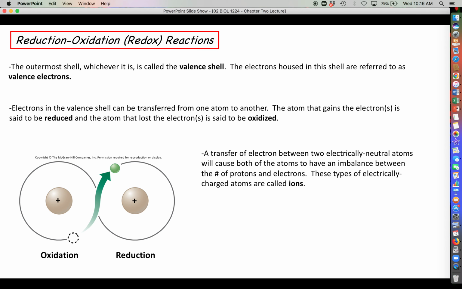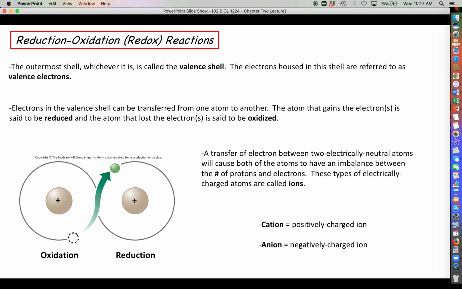What we're eventually going to see is that this transfer of electrons between 2 electrically neutral atoms is going to cause both of the atoms to now have an imbalance between their number of protons and electrons. So the one that becomes oxidized is now going to be positively charged on the whole, because if it lost one electron, it now has one more proton than it does electrons. And the atom that becomes reduced is now going to have an overall negative charge because it now has one more electron than it does protons.